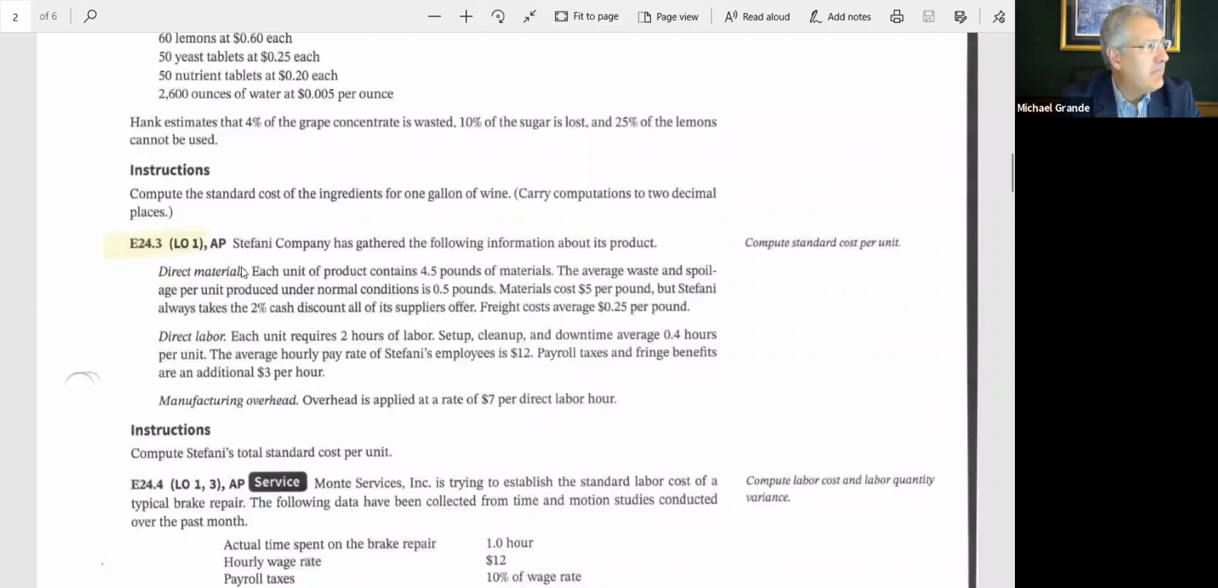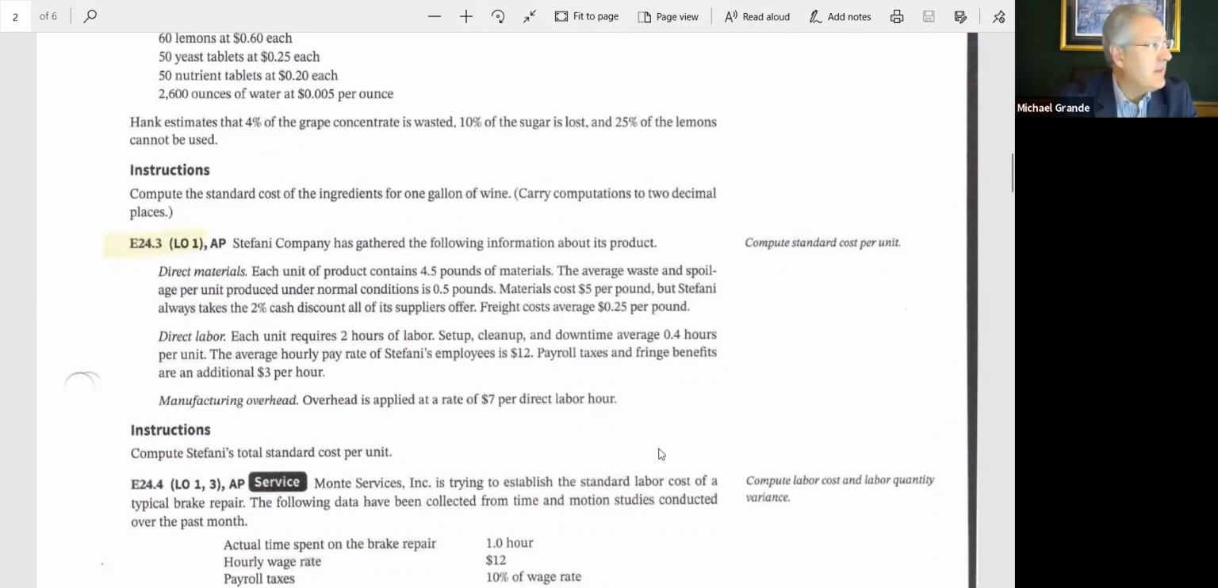So let's take a look at this first problem. Stefani Company has gathered the following information about its product. Before we read the detail, let's ask what they're looking for. That's down here under instructions. Compute Stefani's total standard cost per unit. So they're asking you to prepare the standard cost card, which is, as you recall, a summary of quantity and price assumptions by materials, labor, and overhead.